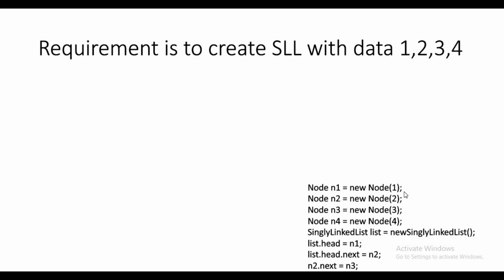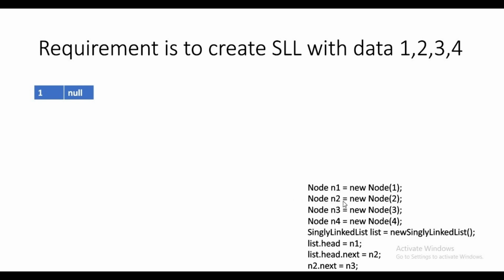Node n1 equal to new Node(1). So here, what's happening is a node will be created with data 1, but there will be no reference to any node, so the node will be like data 1 and reference null. See here, we got this node with data 1 and reference null, and let's go to the next line.